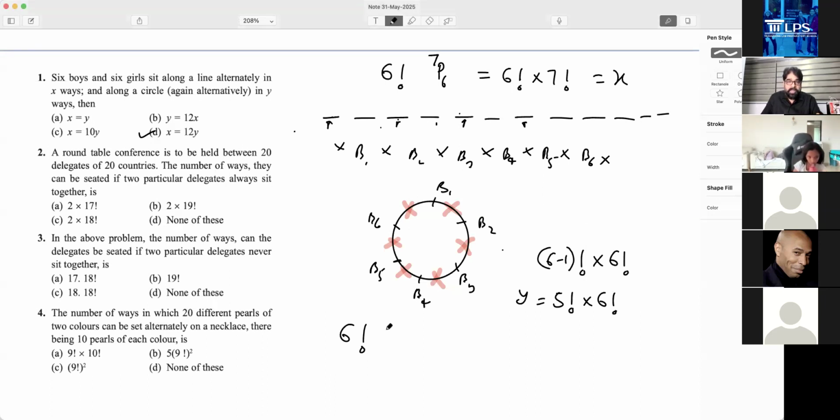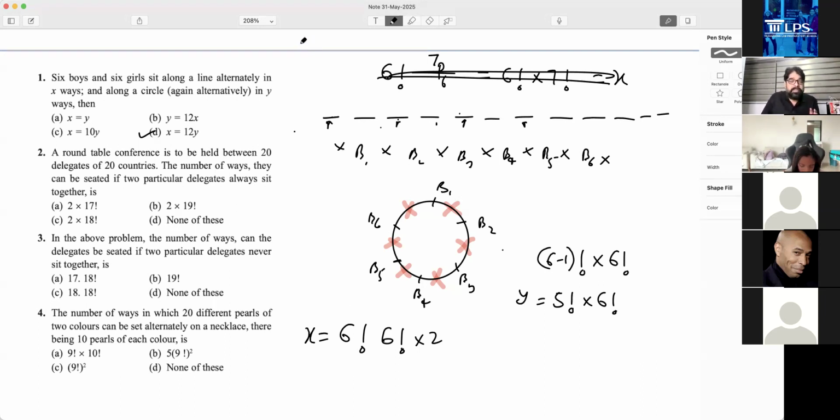So girls can be arranged again 6 factorial. I had taken it in the wrong way. I had taken that 2 girls should not be together. So this is 6 factorial, but this can be done the reverse way. It can be done 2 ways, so into 2. Why so? Because I started with the girls, but maybe I start with the boys. So this is the X value.